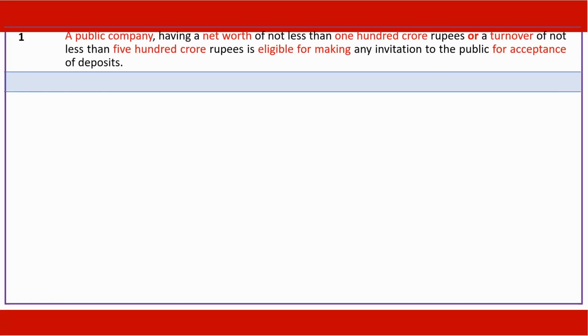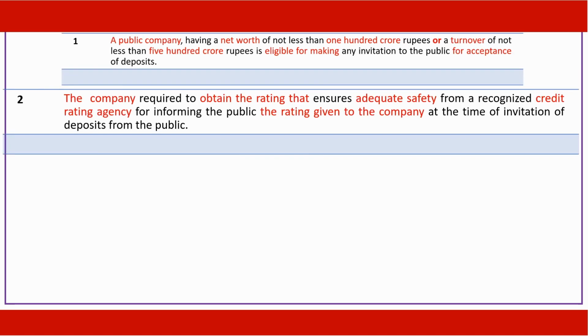A public company having a net worth of 100 crore or a turnover of not less than 500 crore is eligible for making an invitation to the public for acceptance of deposits. Net worth of 100 crore or turnover of not less than 500 crore. The company has to obtain a rating which confirms adequate safety. It has to be obtained from a credit rating agency and it has to be informed to the public at the time of invitation of deposits from them.